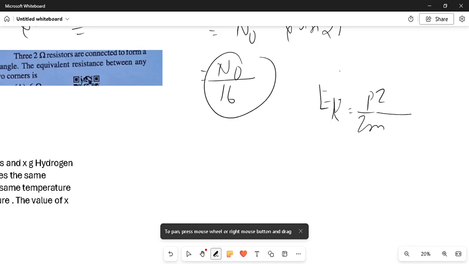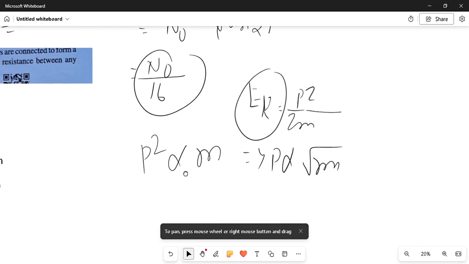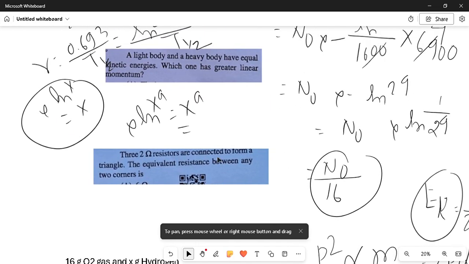For two bodies, Ek remains the same, so p square is proportional to m, and in this case p is proportional to root over m. If m is high, p is high. If m is low, p is low. For the same kinetic energy, the linear momentum of the heavy particle will be higher, and the linear momentum of the lighter particle will be lower.